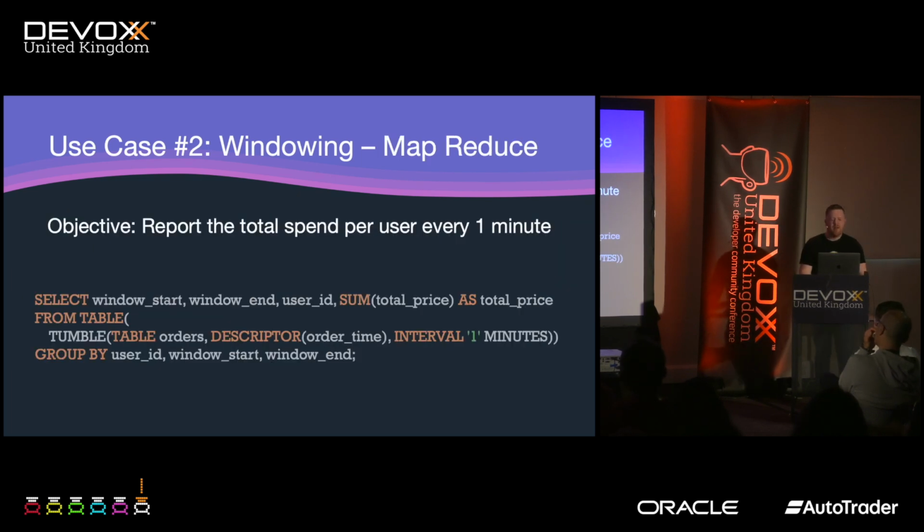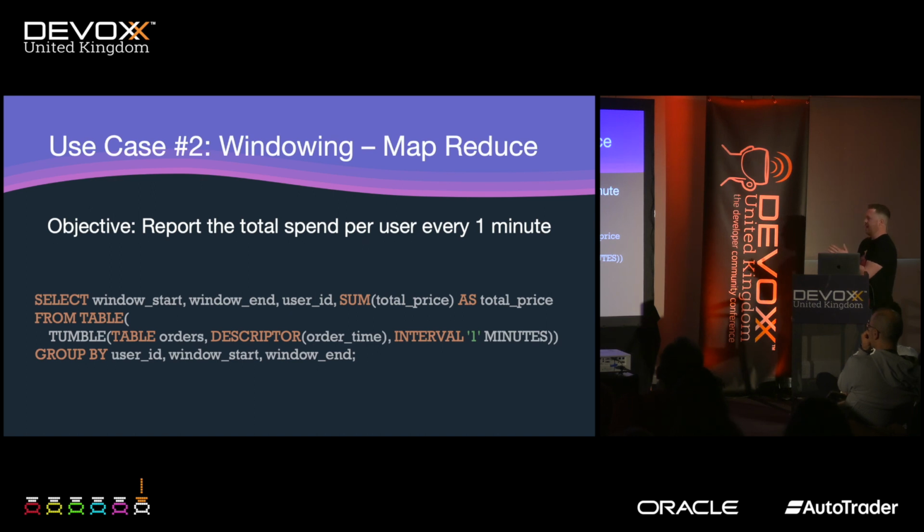Okay, so how do we do this in SQL? I'm actually going to demo it in Java, but I thought I'd show SQL. So report the total spend every 1 minute. In this case, we're selecting the window start and end just to show the timestamps. And then we've got user ID, the sum of the price, as we said before. So the interesting bit is the next line.